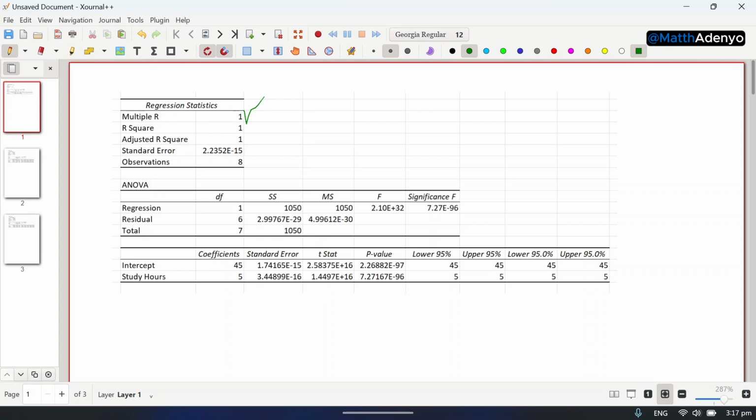The adjusted R square also measures how well the linear regression model fits. It's similar, not the same, but similar to the R square. And then we have the standard error.